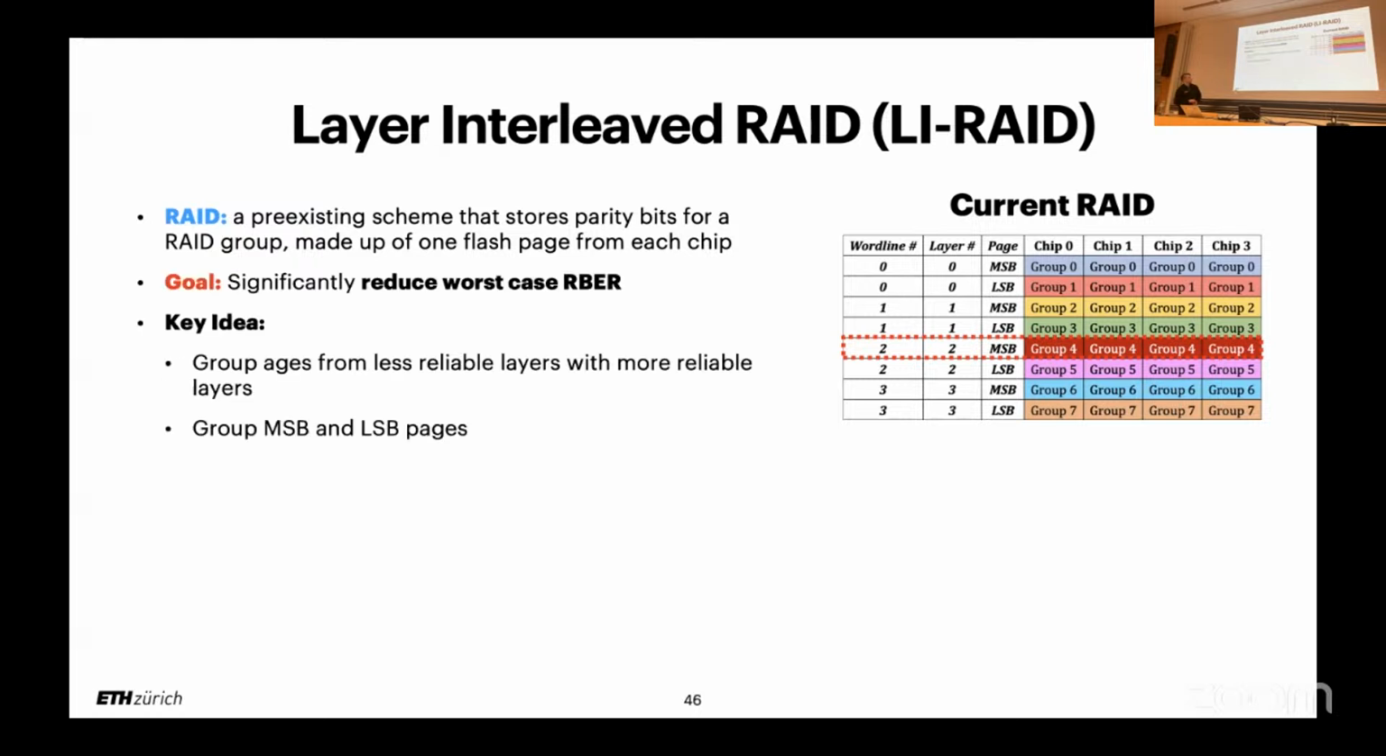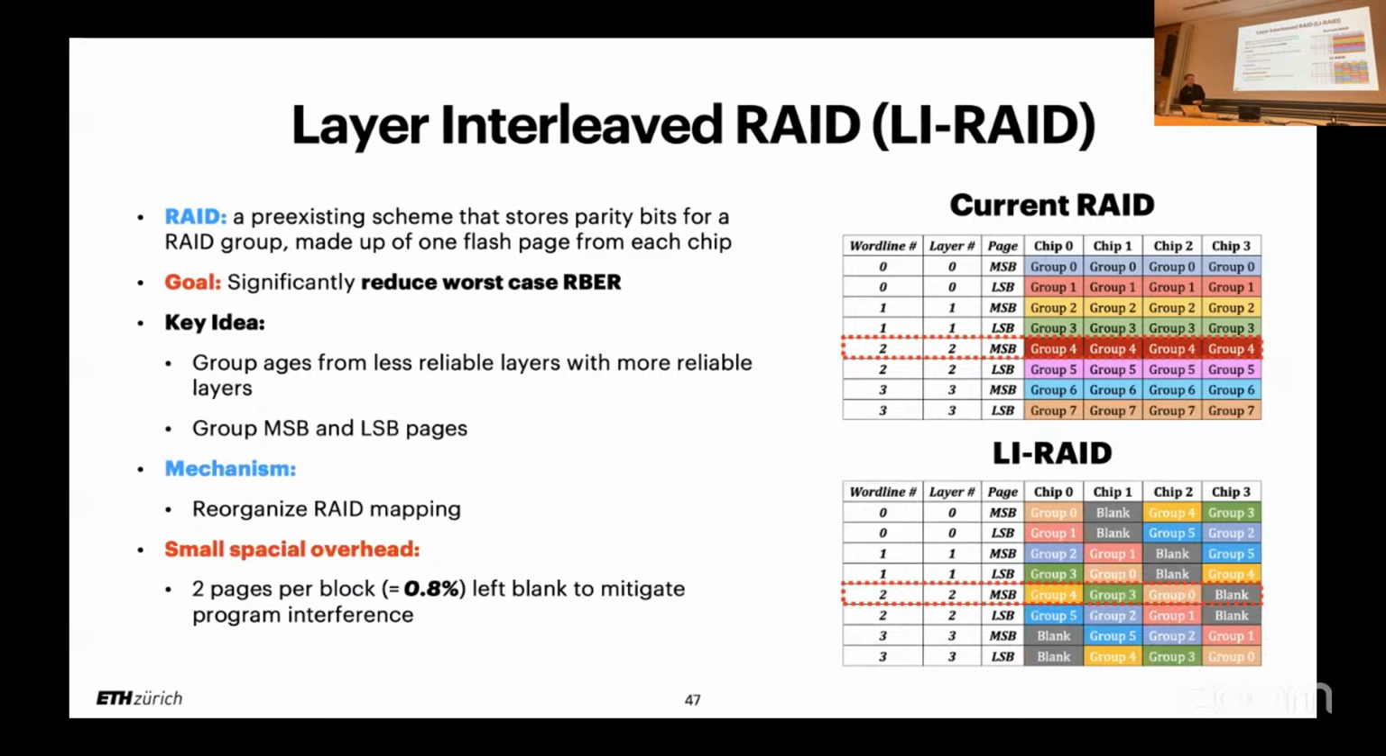Now, the goal of layer-interleaved RAID is to lower the worst case raw bit error rate. And we do this by grouping reliable pages with less reliable pages. So as we've seen before, most significant bit pages are more prone to higher errors as opposed to LSB pages. So we'd group those together as opposed to here, where we only take MSB pages into one RAID group.